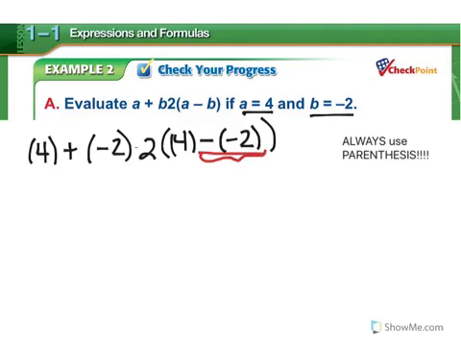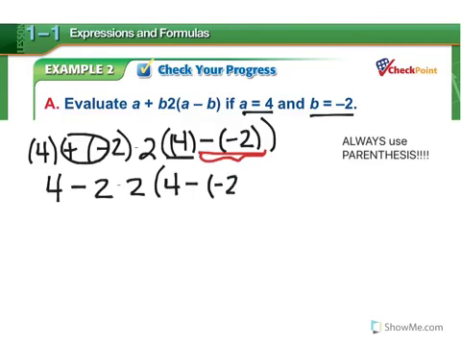Alright, so let's clean this up a little bit. The 4, we can drop the parentheses. There's no negative being multiplied. Here we have a positive and a negative, so that's going to be a minus 2 times 2, parentheses. We don't have a negative in front of here, so we can drop those. So 4 minus, and we're going to keep the parentheses on the negative 2 here. So that's a little bit easier to see.